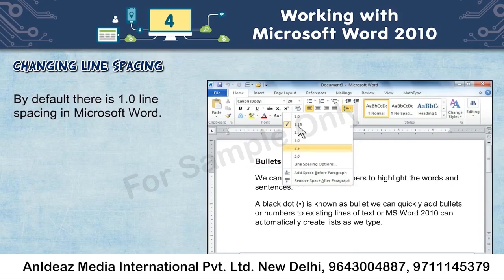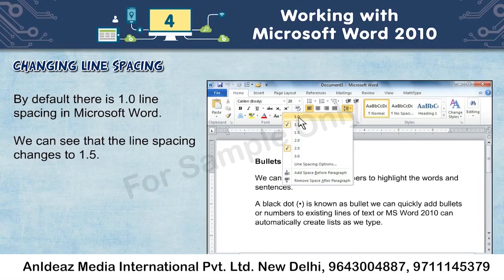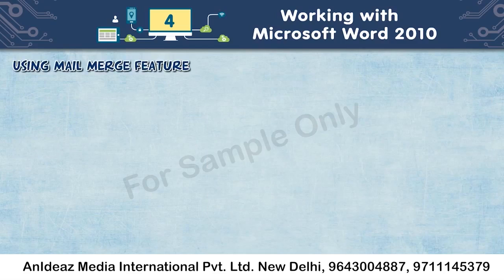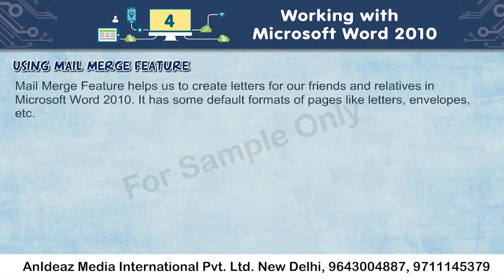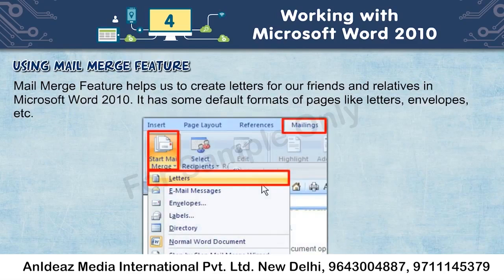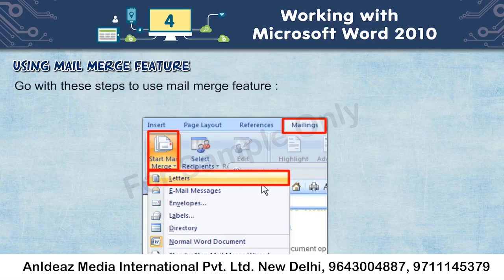By default, there is one line spacing in Microsoft Word. We can see that the line spacing changes to 1.5. Using Mail Merge feature. Mail Merge feature helps us to create letters for our friends and relatives. In Microsoft Word 2010, it has some default formats of pages like letters, envelopes, etc.